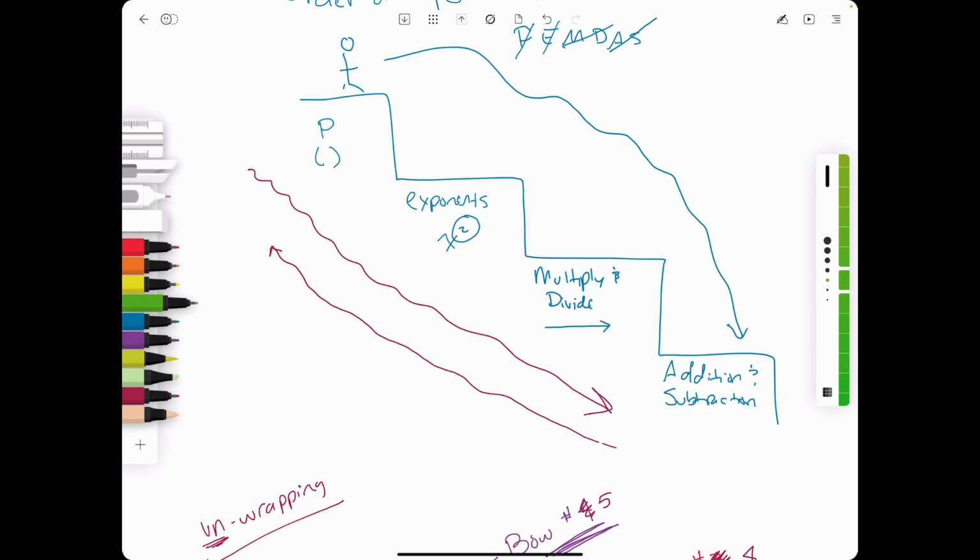Going down the steps. Do you have any parentheses to do inside of? No. Did you have any exponents? No. Do you have multiplication and division? Yes. So that's what you would do first if you knew x. Then you would do the subtraction.